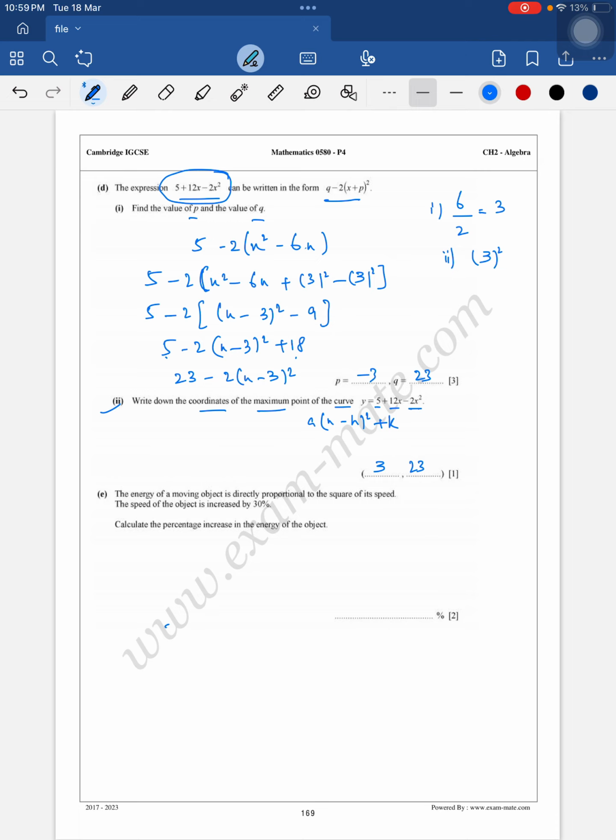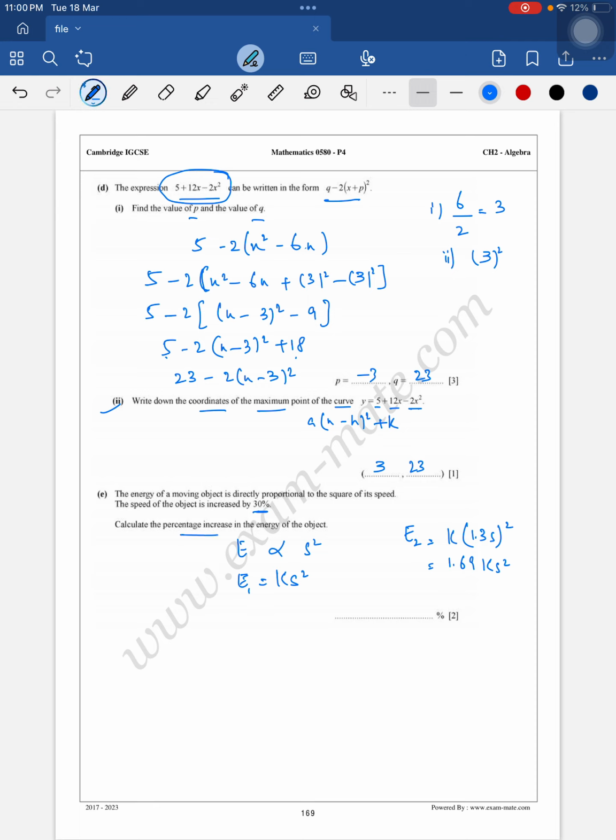Okay, part E: the energy of a moving object is directly proportional to the square of its speed. Energy is directly proportional to the square of its speed. The speed of the object is increased by 30%. So first, E is equal to constant times s square. This is E1, and for E2 the speed is increased by 30%. It means now it is 130%, and if I convert that 130% into normal form, it will be 1.3s, and if I square this, it will be 1.69. 1.3 square is 1.69 ks square.